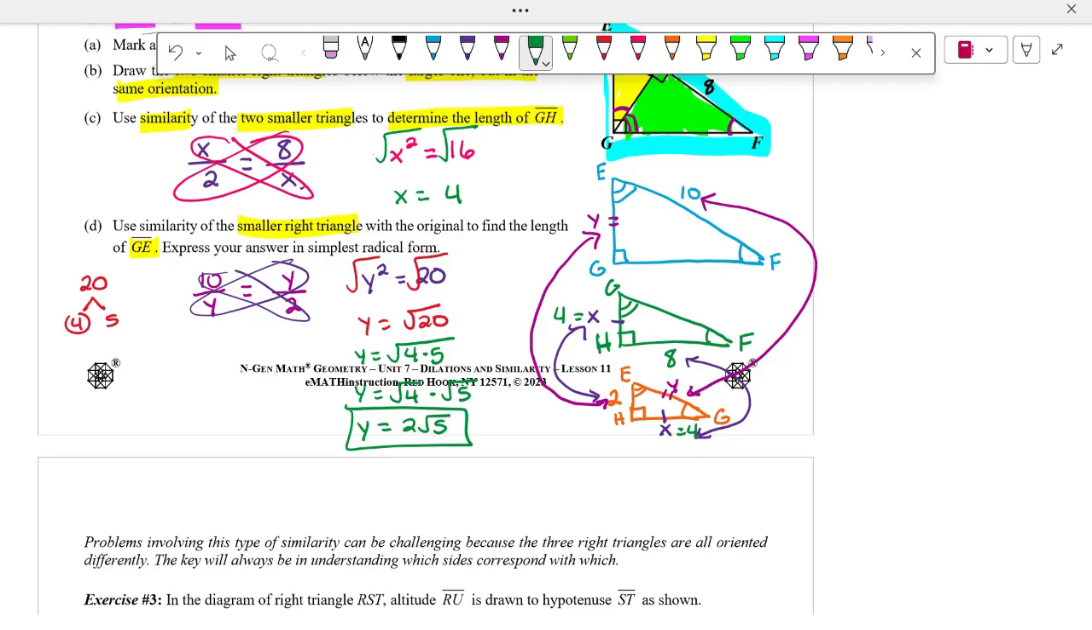Will it say it's the simplest radical? Yes. If it says approximate, you put it in your calculator. If it says simplified radical form or exact, you do this, because this is exact.